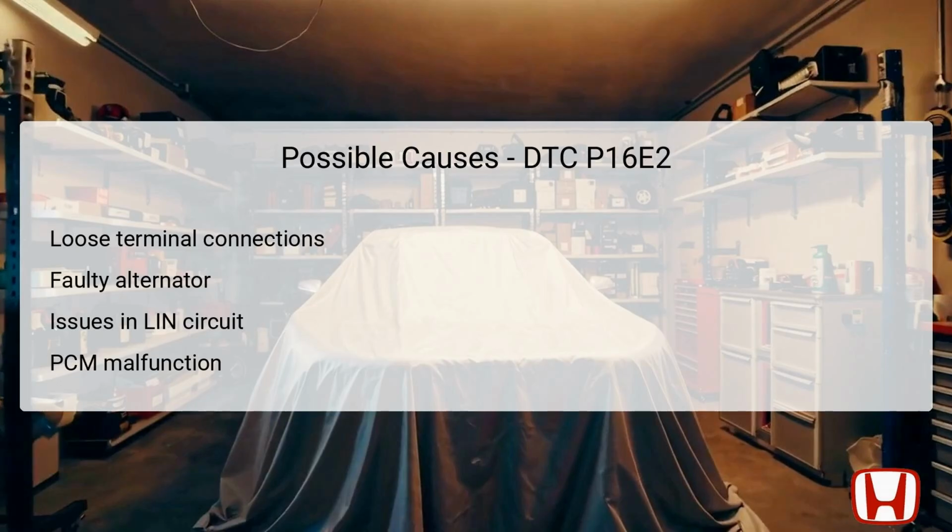Additionally, issues within the LIN circuit, such as short circuits or damaged wires, may impair communication between connected components. Lastly, while less common, a malfunctioning PCM could also cause this code to appear, suggesting that all communication signals are being misinterpreted or ignored altogether. Identifying the exact cause requires a systematic approach that rules out each possibility.